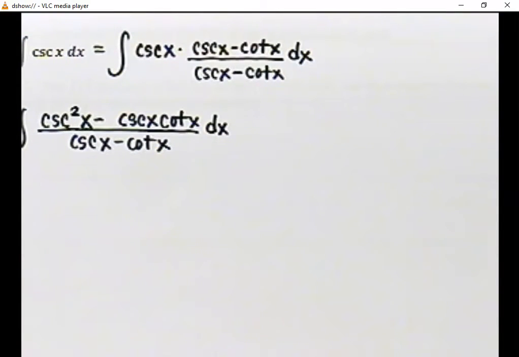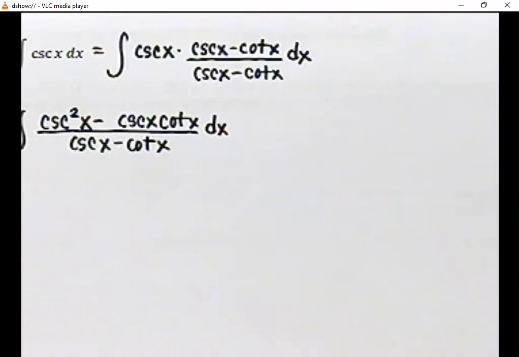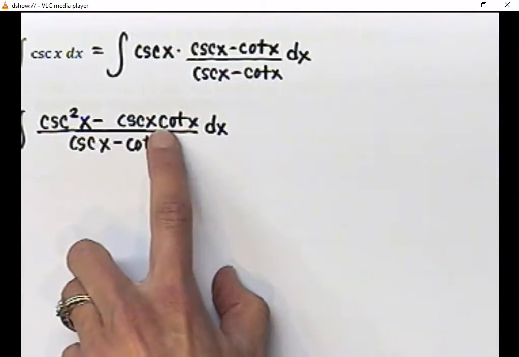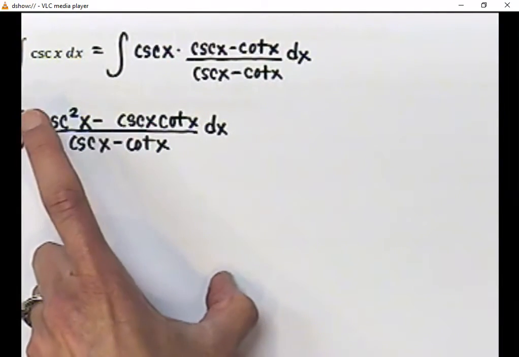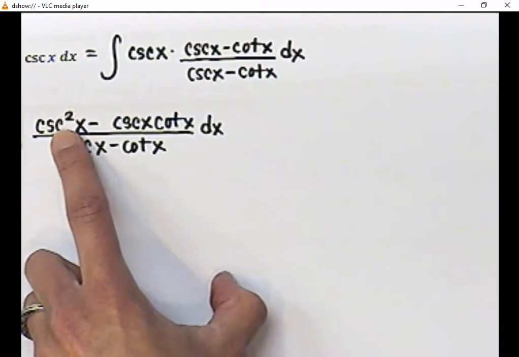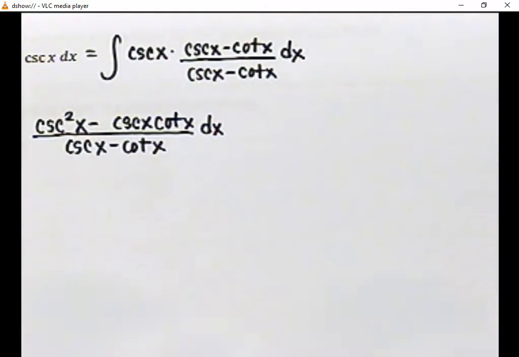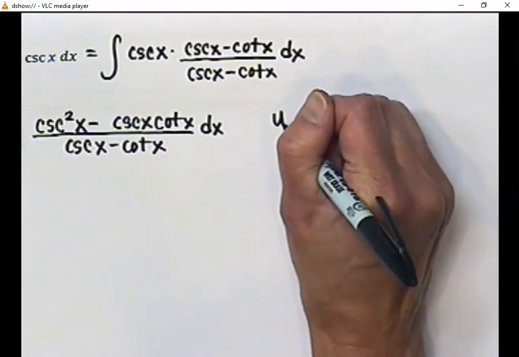And can you see some relationships again, hopefully? What's the derivative of cosecant? You know what that is? Cosecant cotangent. And what's the derivative of cotangent? Cosecant squared. Technically negative, but a negative cotangent would make it a positive cosecant squared. So yeah, we can do the same exact thing.